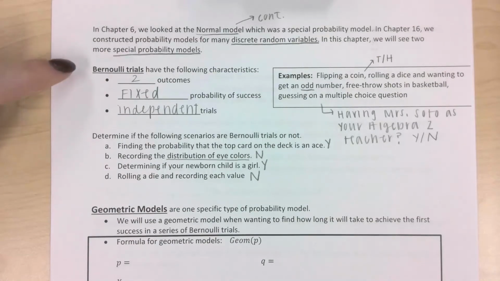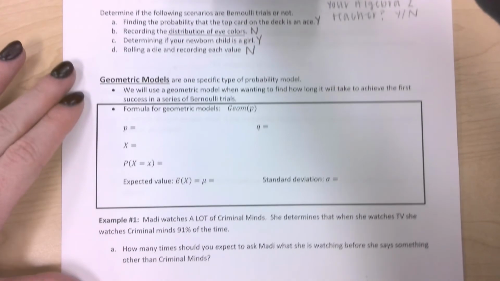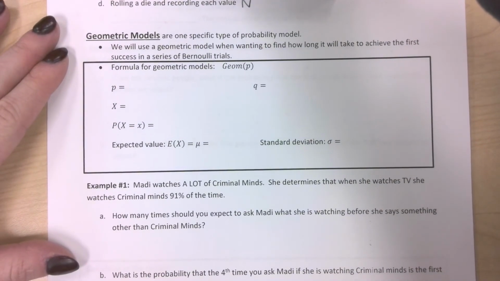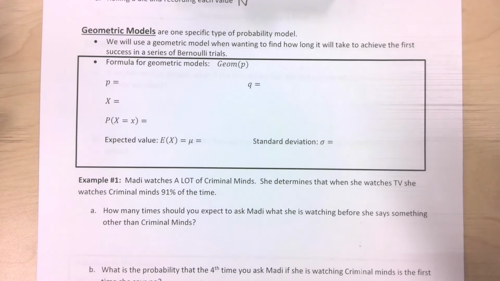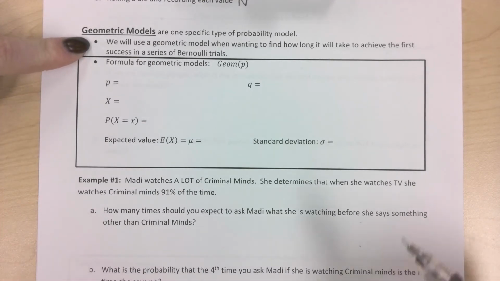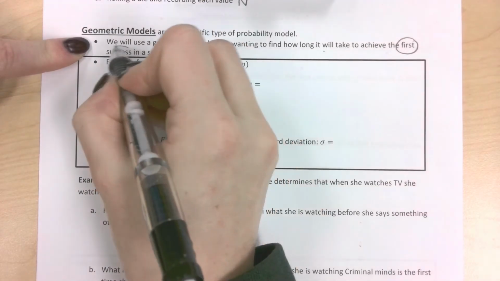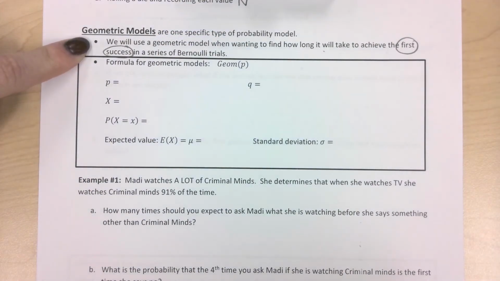Now, there are 2 types of Bernoulli trials. The first type that we're going to look at is called a geometric model. So we're going to start with looking at some specifics here and notations for that geometric model. With this geometric model, we will use this when we want to find out how long it will take to achieve the first success. The big idea here is that we are looking for the first success. So if you think back to that example we started with Jerrio, we were looking for how long it would take him until he hit the crossbar. That would be our first success.